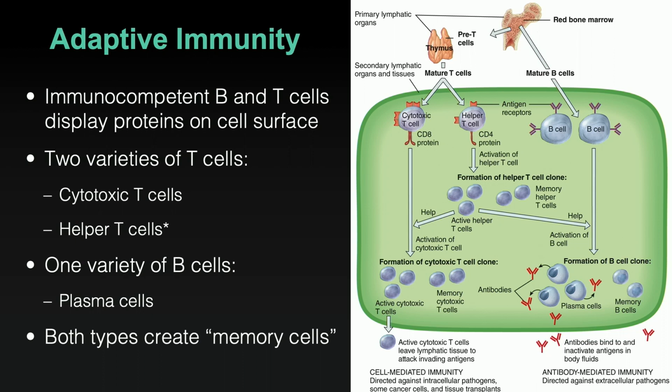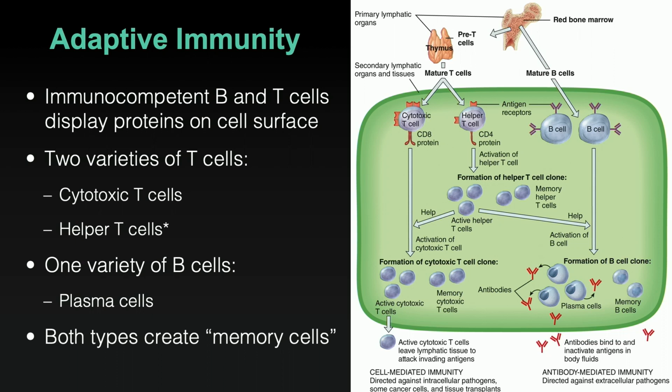But I want to point out that both types of cells, all types of cells, make memory cells. When they divide, two things are produced. Let's take a cytotoxic T cell, for example. When it divides, it makes another cytotoxic T cell, and it makes a memory cell. And all of these cells do the same thing. A helper T cell will make another helper T cell, and a memory cell. Plasma cell will make another plasma cell, and a memory cell.